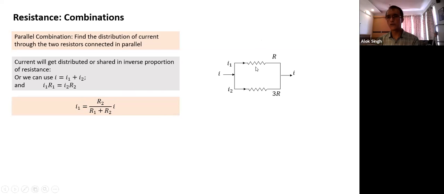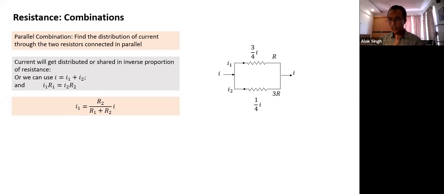So how much current will flow here? 3/4 of the current will flow here, and 1/4 of the current will go here. So 3/4 becomes 3 times of that. Whichever method you want to use, you can use a formula like this. But I think it's much better if you understand to divide in inverse proportion to resistance in your mind, rather than converting everything to formula like we solve in class 6, 7, 8. Okay, so this is 3/4 I and I/4.